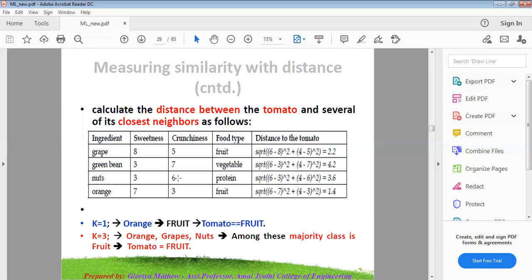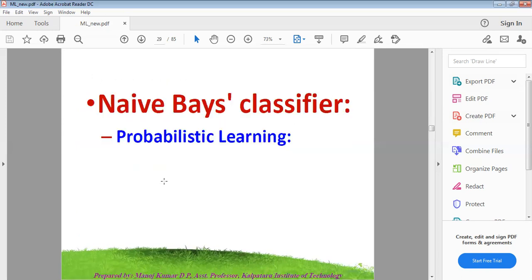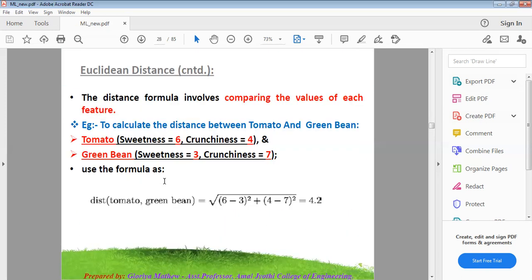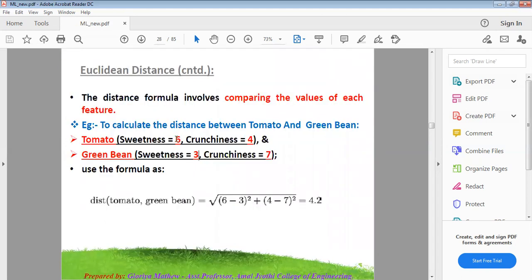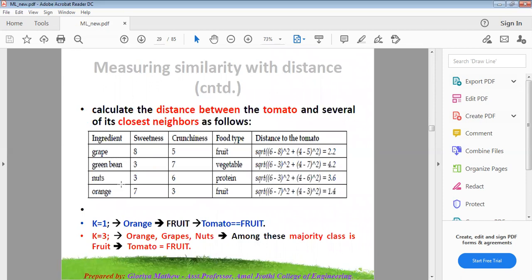Okay, similarly you have it for nuts. So come for nuts. So where is nuts here? So sweet is less compared to tomato and crunchiness is more compared to tomato. So tomato, you have to keep as constant. There will be no change, but only green bean, grape, nut, orange, you have to do. So now you calculate the distance. So distance is 2, 4, 3 and 1.